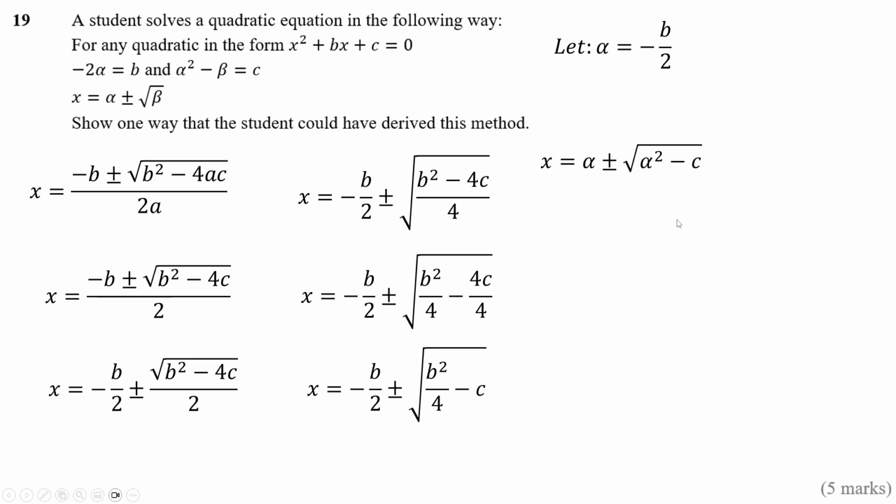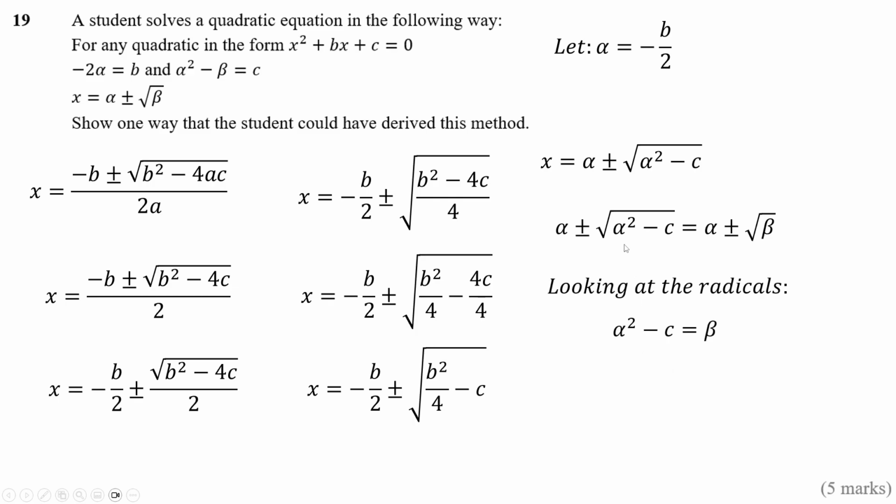Okay, so what can we do with this? Well, we can just equate coefficients. So we can set this equal to that. Well, it's actually not equating coefficients. We're just equating it based off the fact that they're both radicals, so we know that they are somehow related. But if we equate this and that, because they're both equal to x, and we look at just the radical, you'll see that root alpha squared minus c equals root beta. So you'll have that, and you square both sides to get alpha squared minus c equals beta.